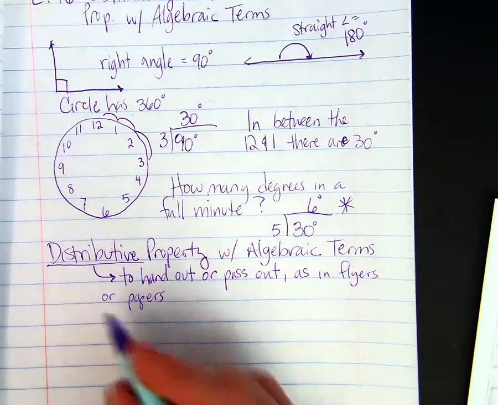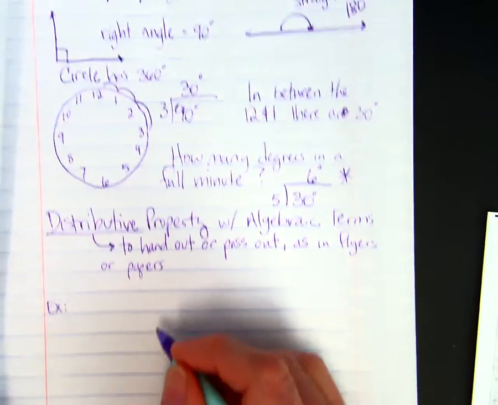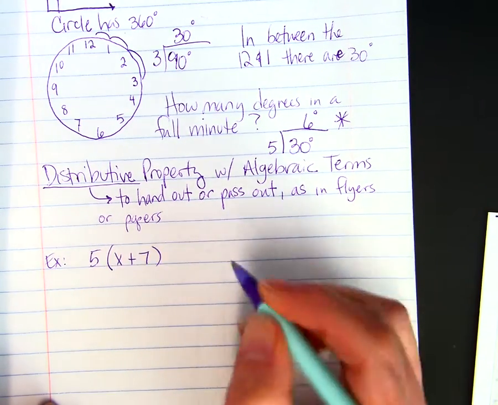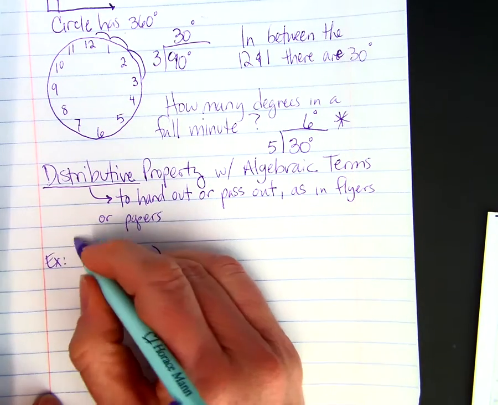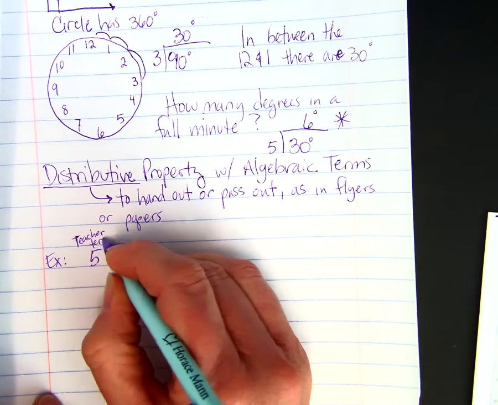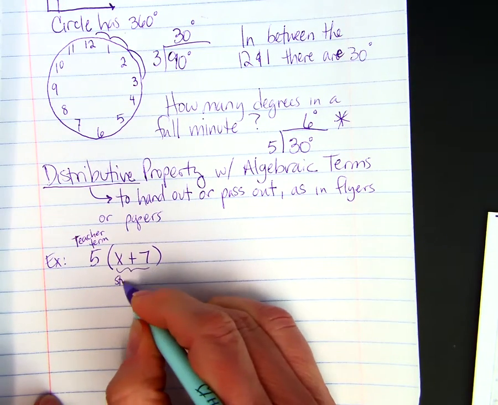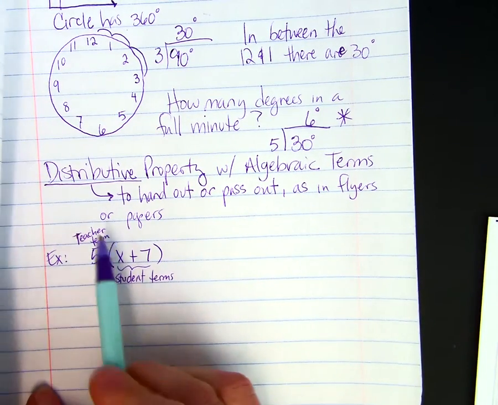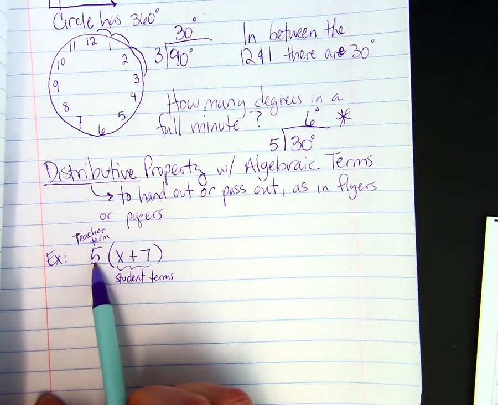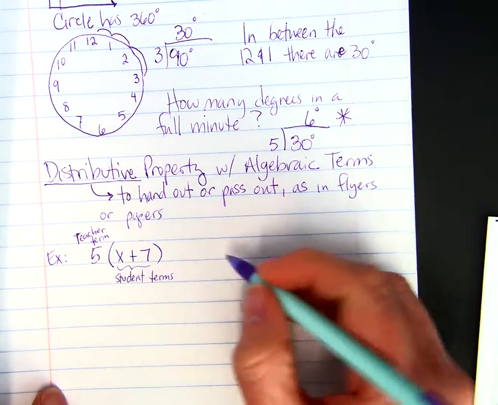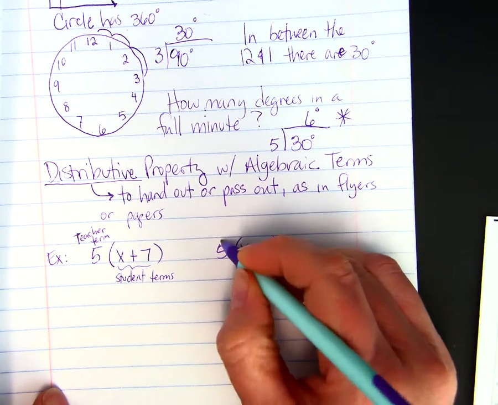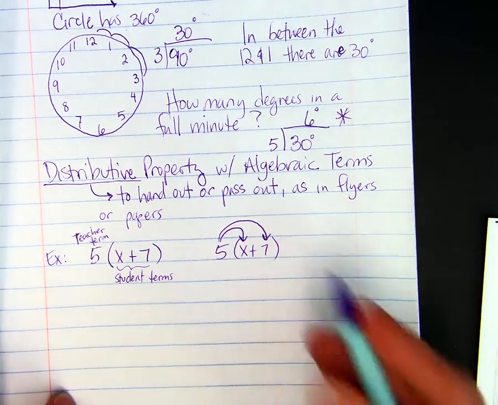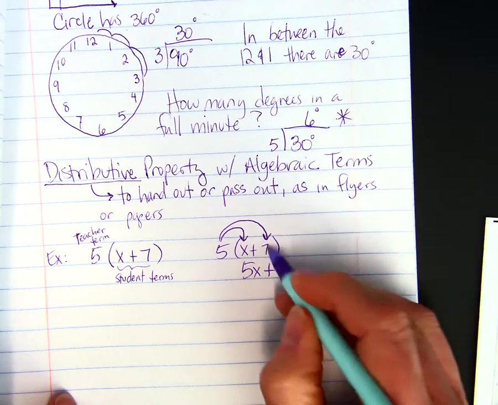So when we are doing distributive property, here's an example, 5 and then x plus 7. If we think of the 5 as a teacher term, so the teacher is going to hand out papers, and each of these two terms, we'll call them student terms. Every student needs a copy of the paper. So you're going to take the teacher term and hand it to each student. So we're going to pass it out to this student and that student. And what we're doing is multiplying. So we would have 5x plus, and 5 times 7 is 35.